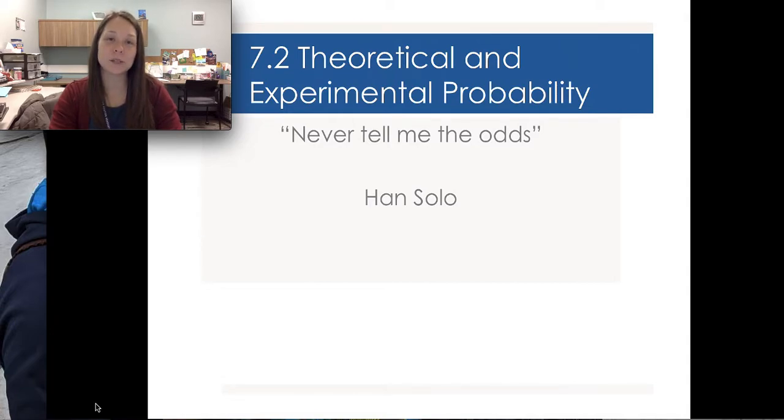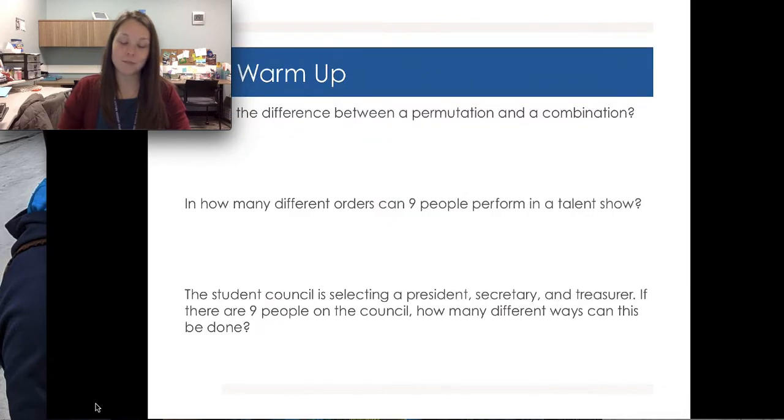Hi ladies and gentlemen, so today we're taking a look at theoretical and experimental and geometric probability, so this will be split up into three parts. First, let's do a little bit of review. What is the difference between permutation and combination? Well, remember, permutation is when order matters, combination, order does not matter.